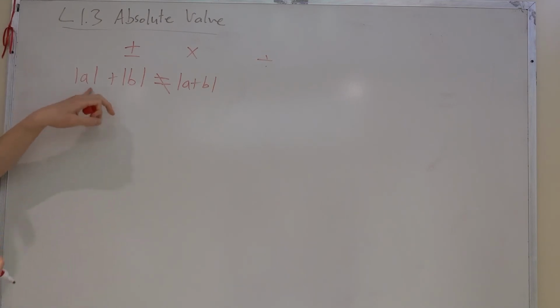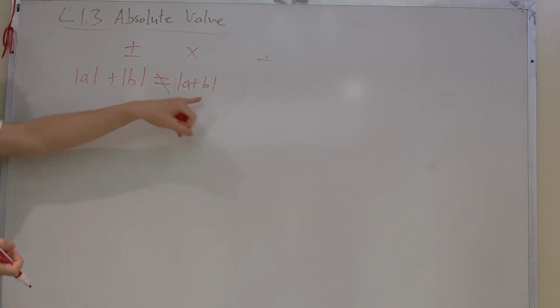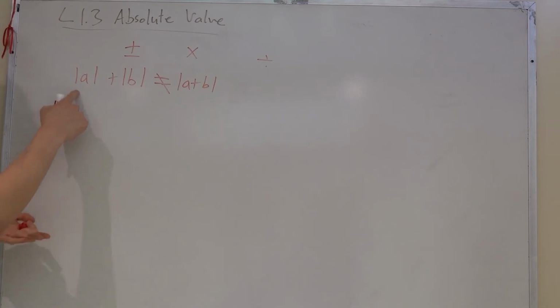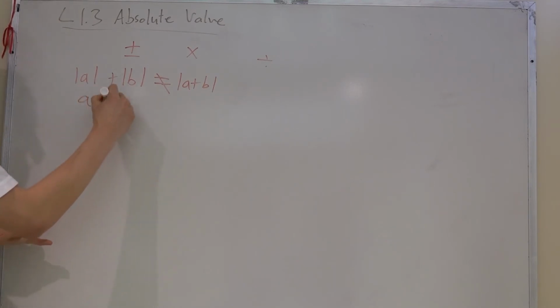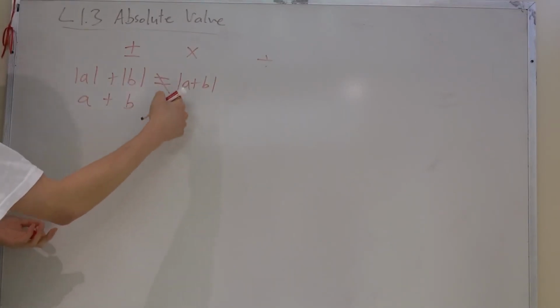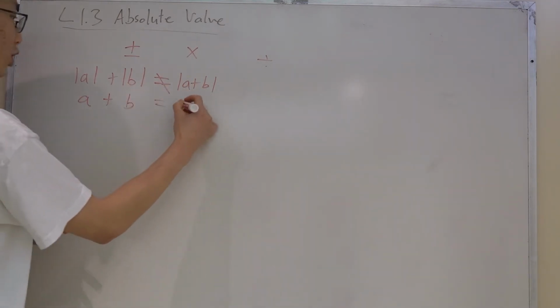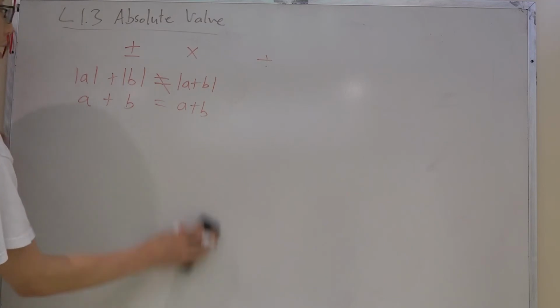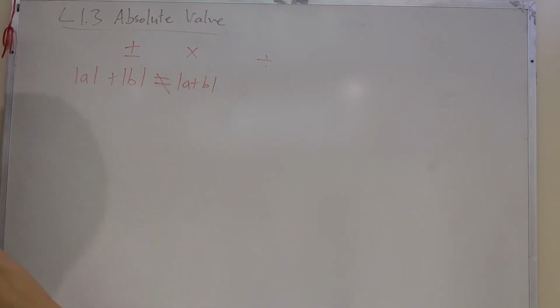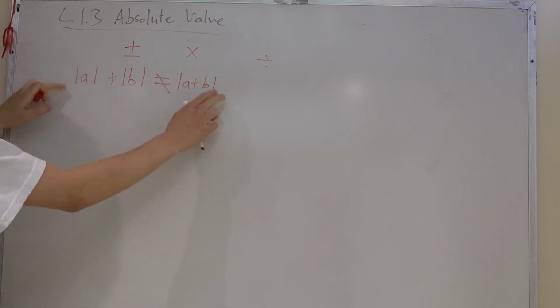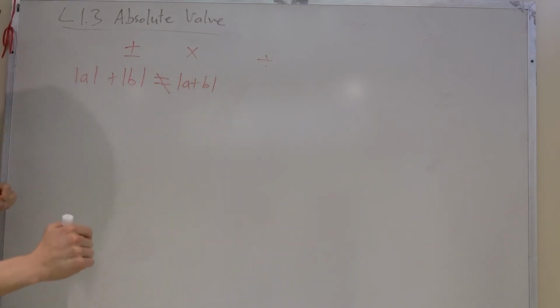But clearly, if A and B are positive, then this is true, right? Because if A is positive, then this is just A. If B is positive, then this is just B. And absolute value of A plus B, if A and B are both positive, is just A plus B. So it's sometimes true, but in general, it is not true. So this is something you should be really concerned about, because a lot of people make this mistake. Do not make this mistake.